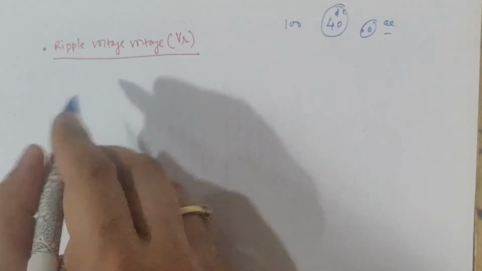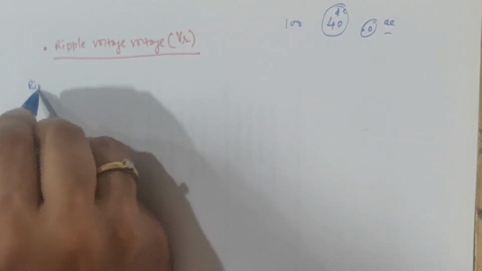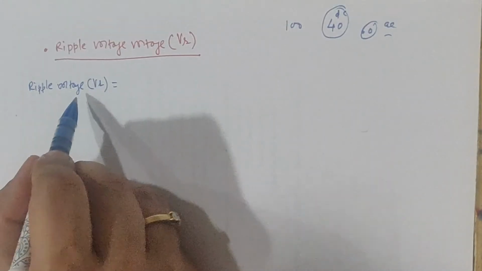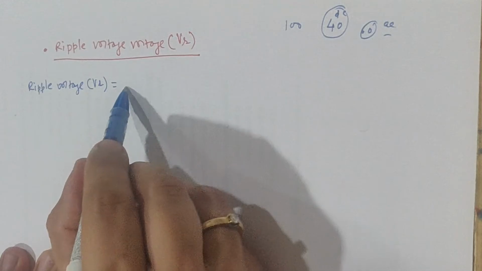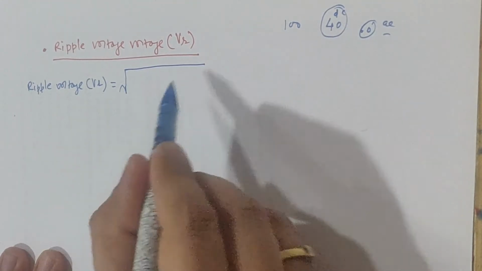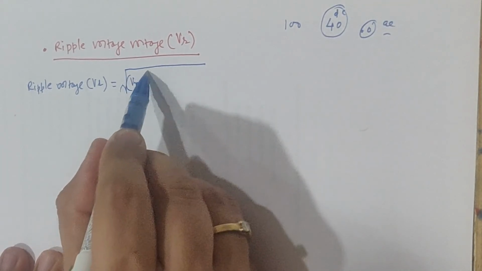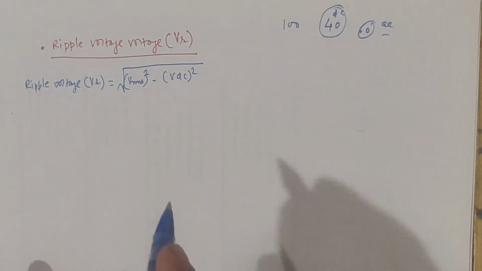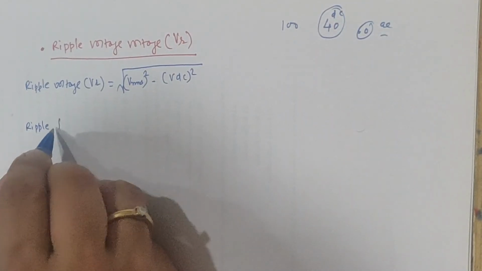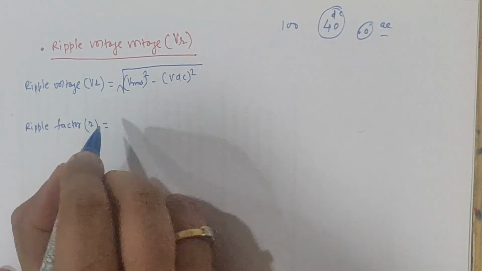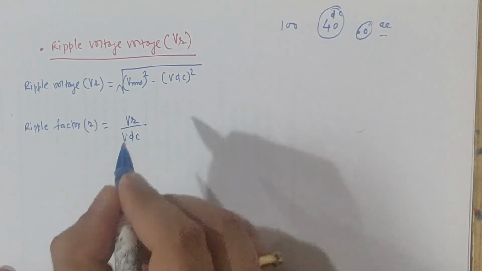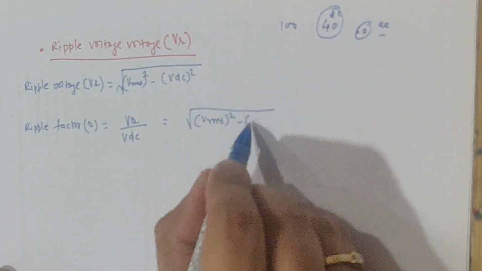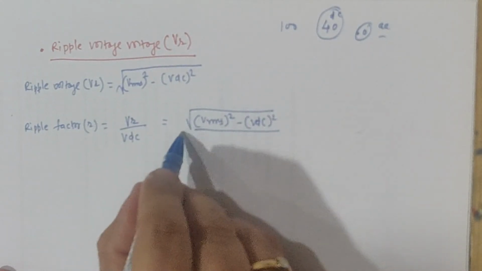So ripple voltage, or ripple current, can be calculated. Ripple voltage VR is an AC quantity, so we need to take the root mean square, that is, the root of the square values. I will write VR equals the square root of VRMS square, which was our input voltage, minus VDC square, which is our DC voltage. Now what is ripple factor? Ripple factor r is the ratio of ripple voltage to DC voltage. Let us put the value: r equals the square root of VRMS square minus VDC square, divided by VDC.